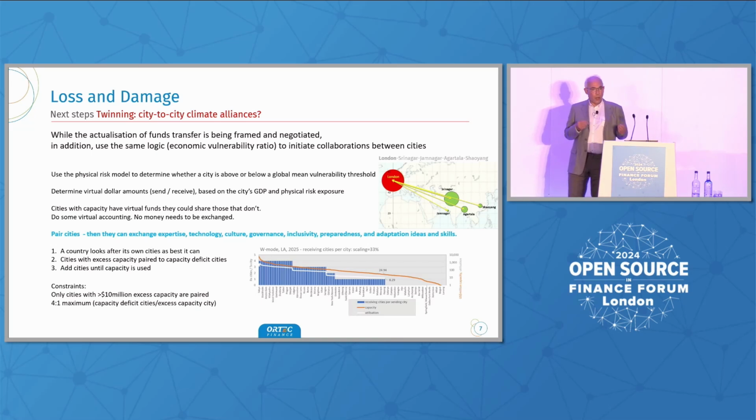So a country would look after its own cities to begin with, but where it has excess capacity, to think of sharing this. No money is transferred, it's all about knowledge and expertise and culture that is exchanged. And as I say, this could be something that is going on in parallel with the negotiations to figure out how to operationalize the loss and damage funding. So we think this is a very exciting area. We're looking for collaboration, and clearly there is new data and new knowledge emerging all the time.